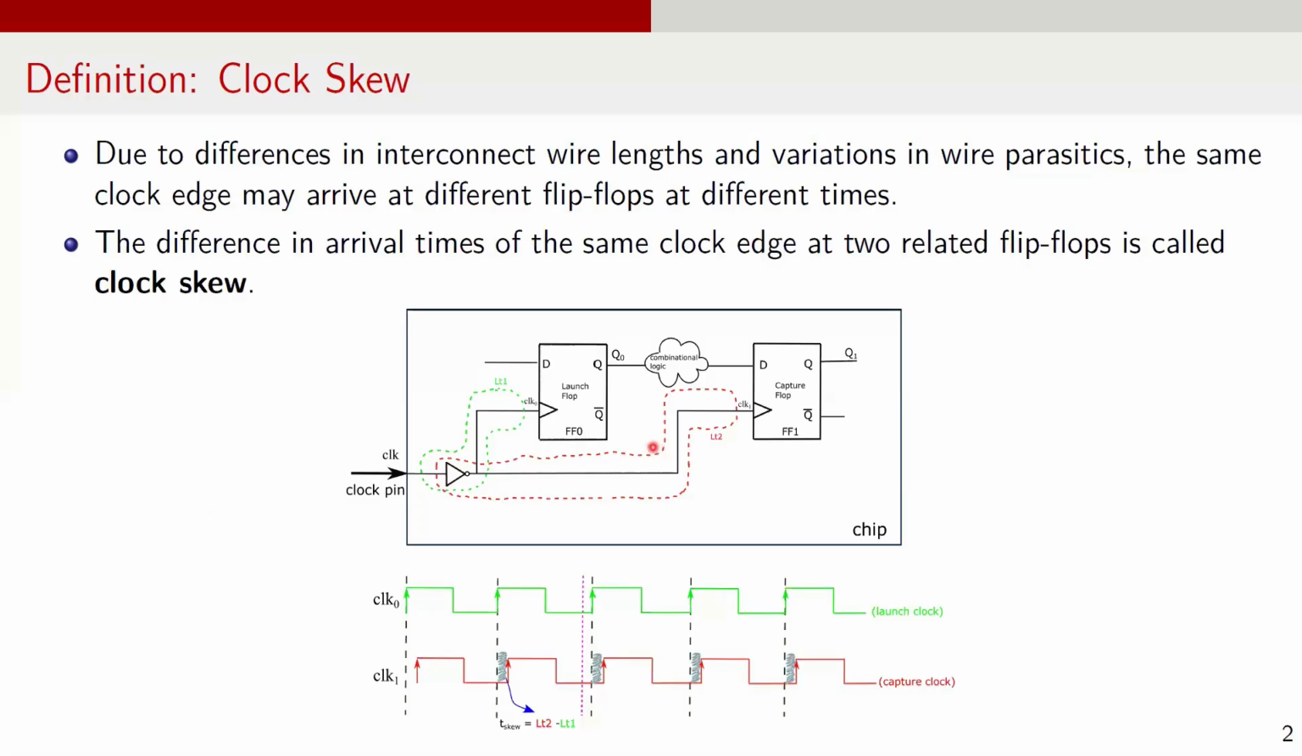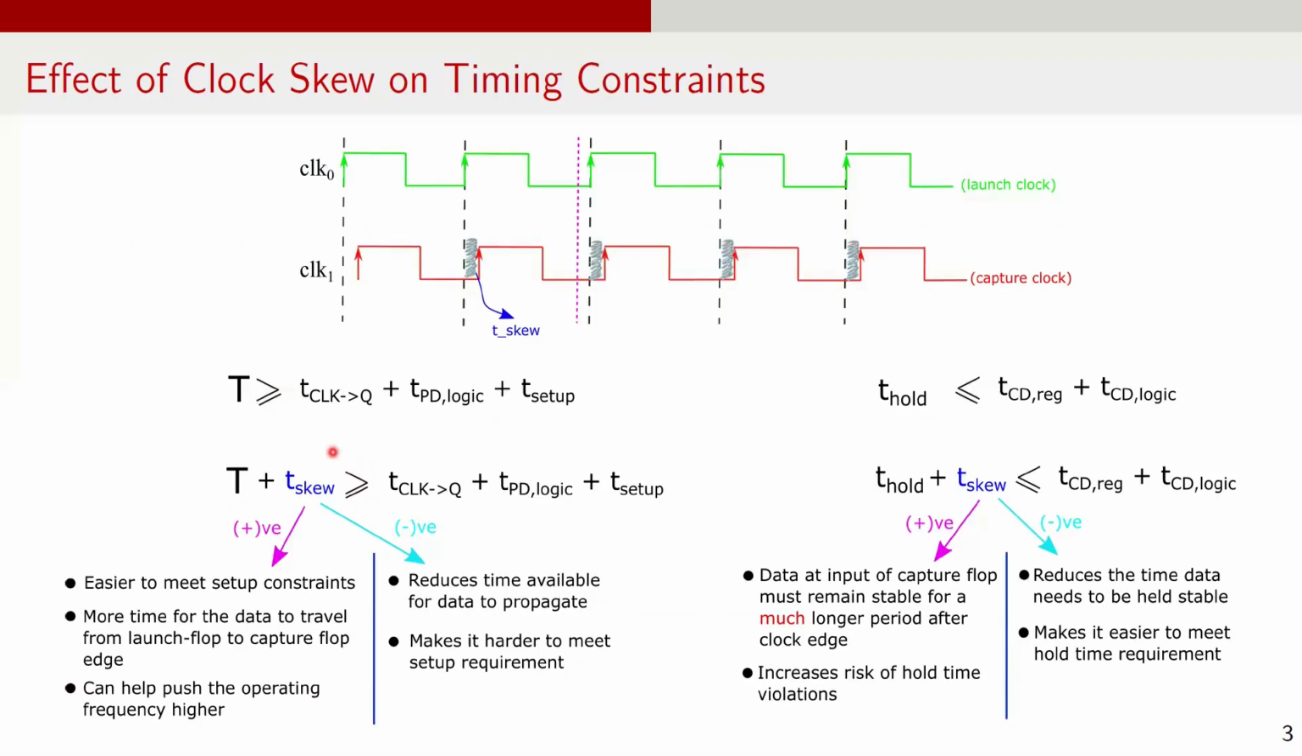In the figure shown over here, we have two flip-flops, launch flop FF0 and capture flop FF1. Due to the variations in the clock interconnect paths, there is a skew between the same clock edges arriving at the launch flop and the capture flop. This skew is illustrated in the diagram as the gray shaded area. Let's denote it by T skew. Now let's understand how clock skew impacts setup and hold constraints.